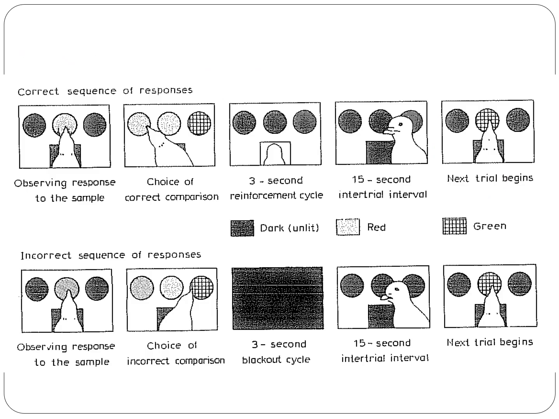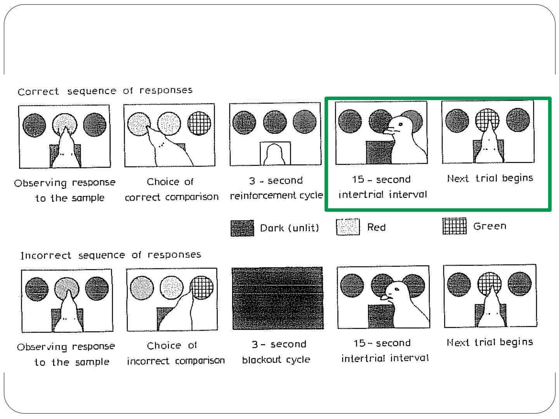Here's an example of an experimental setup teaching a pigeon conditional discriminations. First, the pigeon engages in an observing response by pecking the sample. Think of it as holding up the sample stimulus and saying, "Look at me." Then, if the pigeon pecks the matching comparison stimulus, reinforcement is delivered. There's a 15-second interval between trials, and the next trial begins.